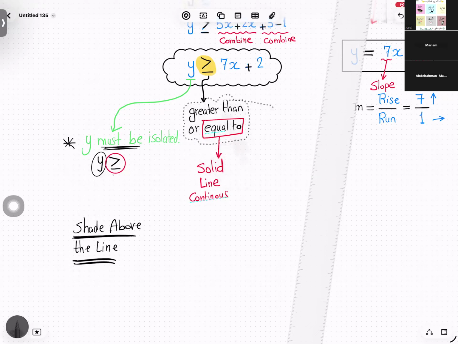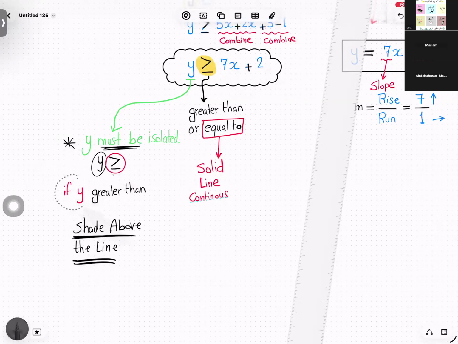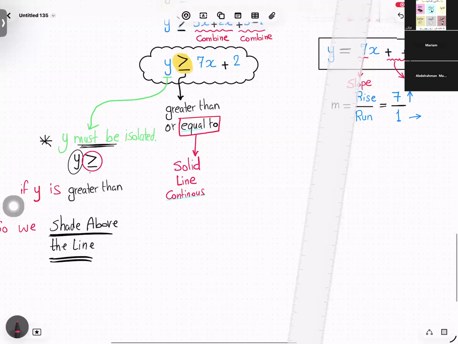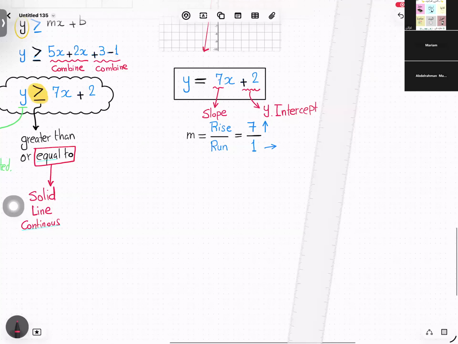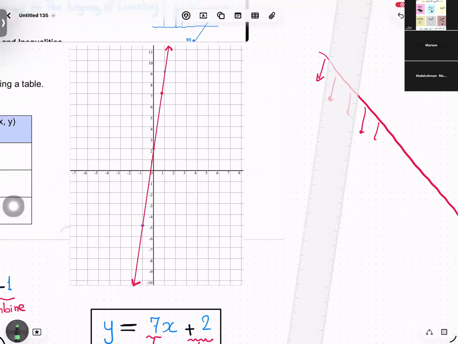Greater than does not necessarily mean equal to; what matters is that it is greater than. If y is greater than, you shade all the area above the line. On your paper you can make stripes; you don't have to shade with your pencil. I will show you how.